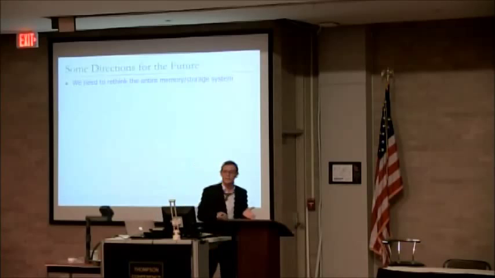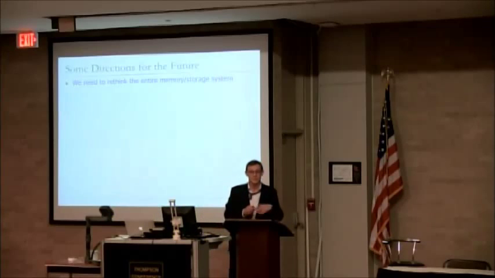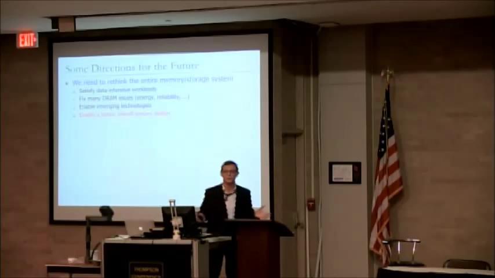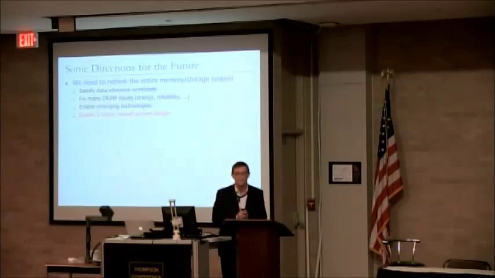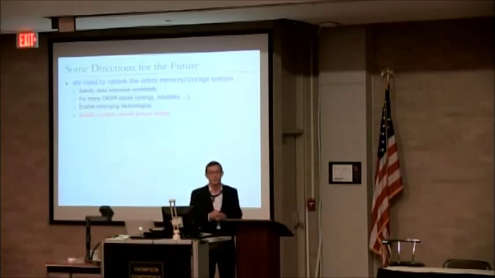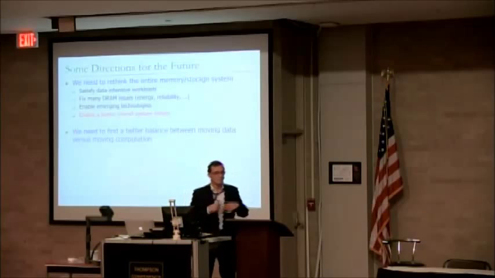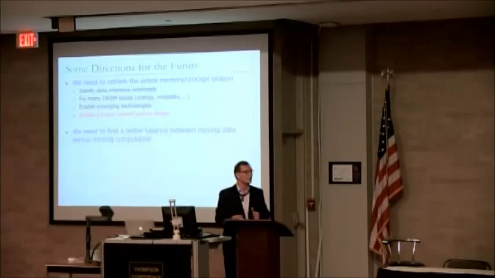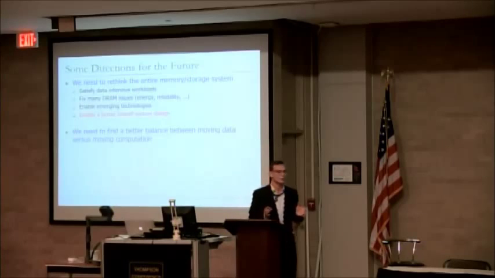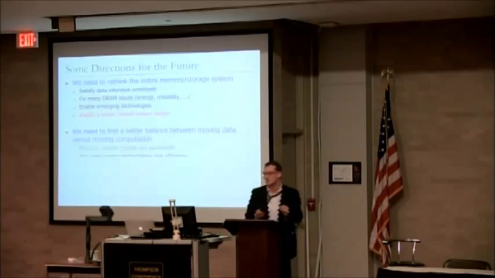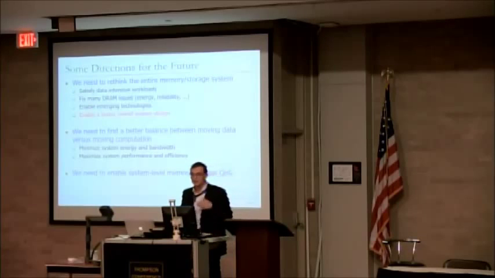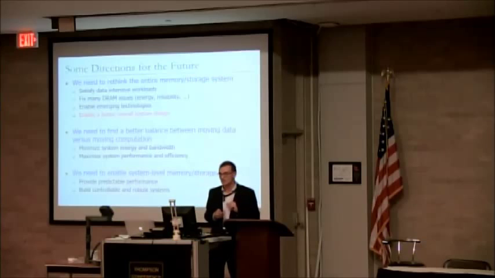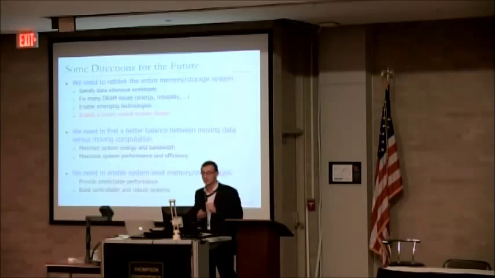Basically, we need to rethink the entire memory storage system given the trends that we're facing today, to satisfy data-intensive workloads, fix many issues we're having with DRAM, enable emerging technologies. And this enables a better overall system design going forward. To do this, I believe we need to find a better balance between moving data versus moving computation. Even for a bulk copy and bulk initialization, we shouldn't be moving all of that data all the way into the processor. And we need to enable system-level memory and storage quality of service to provide predictable performance. There were a couple of other talks that talked about this, to build more controllable and robust systems.